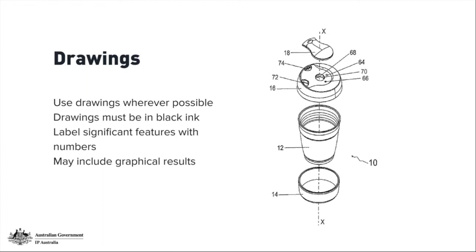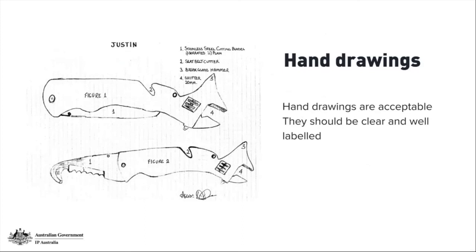And as you can see on the right-hand side of the screen, the main components of the Keep Cup are labeled and referenced back to the description with reference numbers. This is mainly to allow the reader to easily identify the key components of the invention and their functionalities. And whilst drawings are usually provided to our office using AutoCAD software, if you choose to submit hand drawings, these are also accepted. Here is an example of hand drawings.